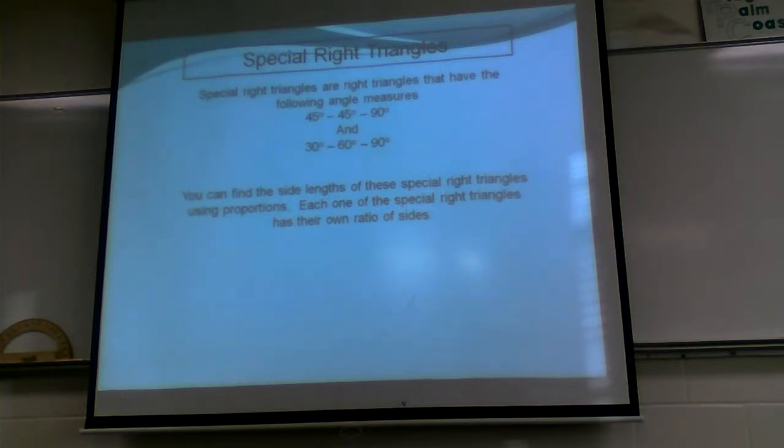Pretty much all this stuff's going to get confusing, so if you don't write everything down, you'll get confused. What we're going to do is go one by one, each one. With the 45, 45, 90 first, look at the ratios, and so on and so forth.